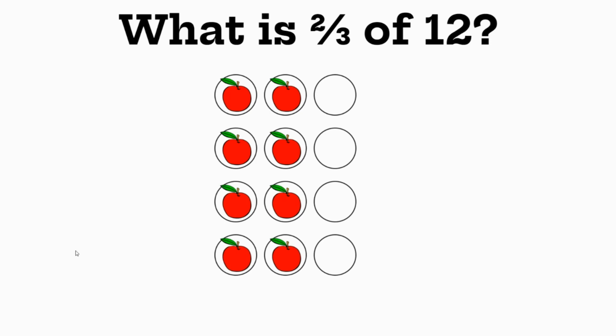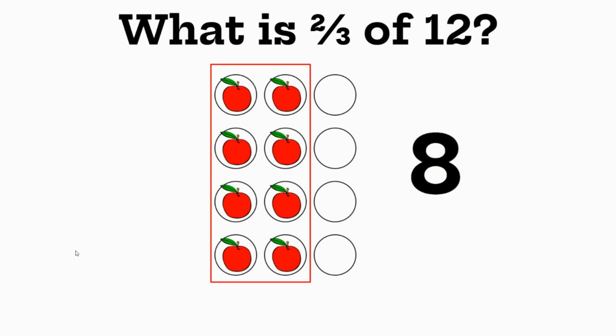And if we look at that, how many apples are red? Well, that many, and we can just count them. How many are there? And the answer is there are 8. So that's the answer. 2/3 of 12 is 8. So we just did that with a model.